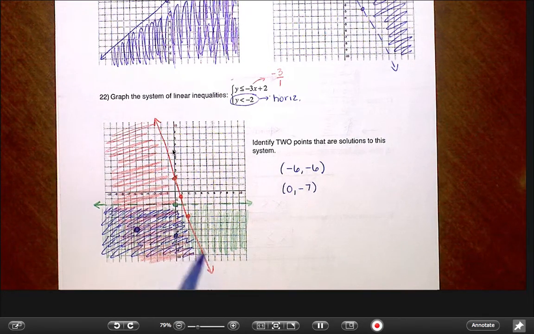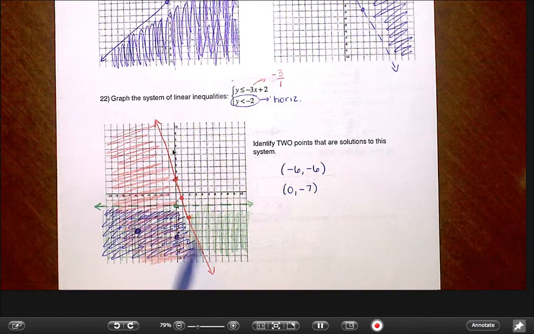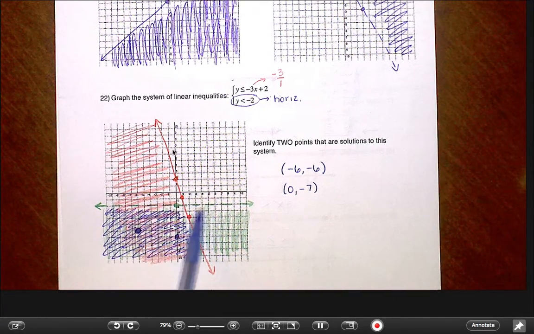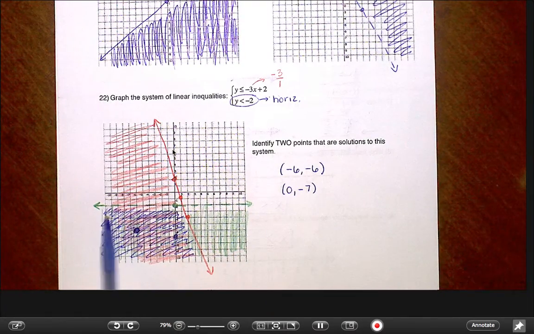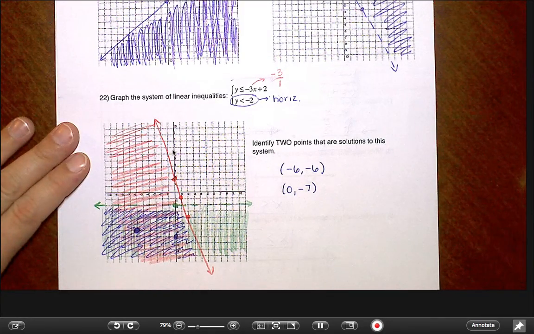You could choose points that are on the red line, as long as they're underneath the green line. So any of these points you could choose. You could not choose points on the green line because the green line is not actually part of your answer. But just to be safe, if you're asked a question like that, I would just stay away from the lines altogether and just pick points from the shaded area.